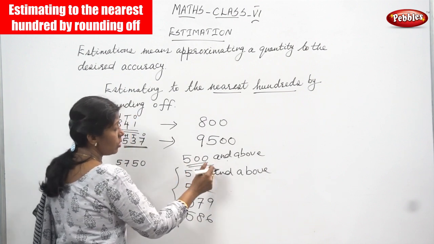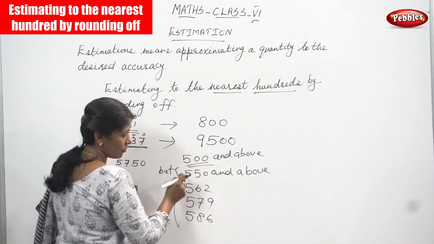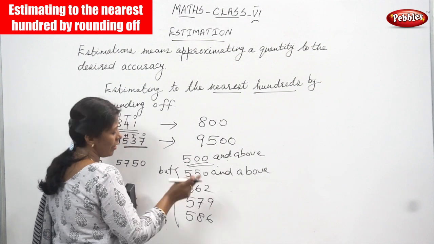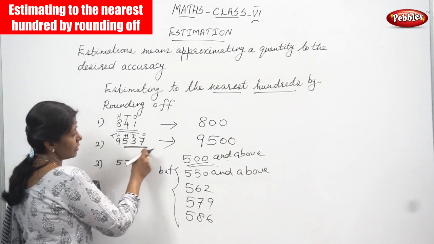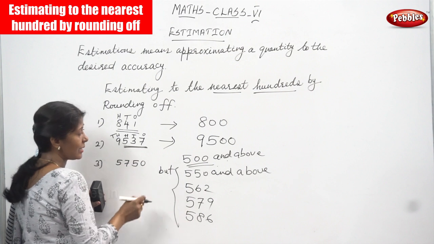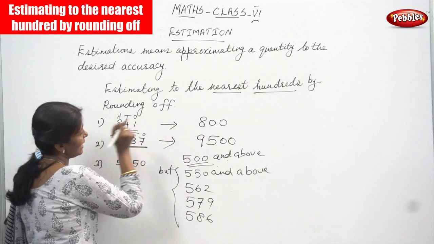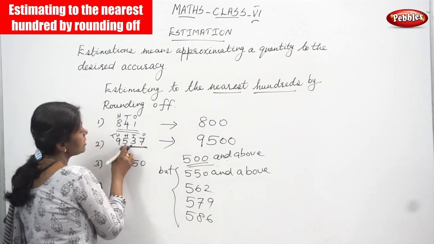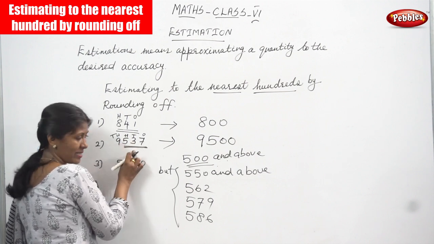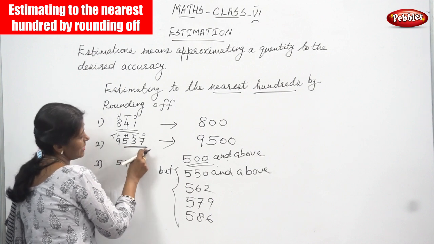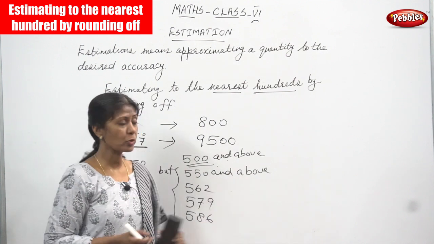This is 500 and above, but it is not 550 and above. So if the number is 550, 562, 579 or 586, you can change it to 9,600, because of the nearest 100. But it is only 537, because you have to estimate to the nearest 100 by rounding off. So you have to consider 537. Even though you have to change to the nearest 100, you have to consider the tens and ones. In the tens place, what is the number? 37. 37 is less than 50, so you have to write 9,500.